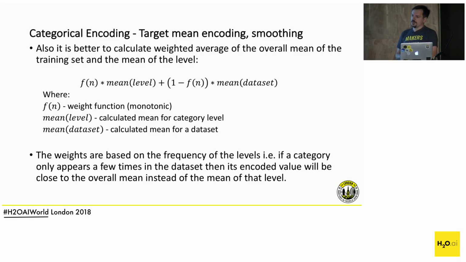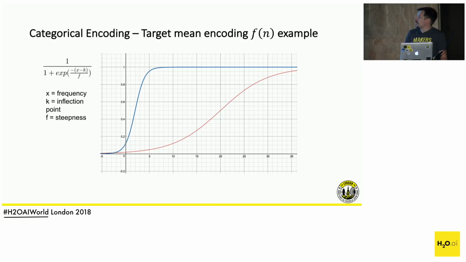Let's say you have a small number of examples for a particular level. You push this calculated mean as close to the data set mean as possible, because it's not reliable. You just use pretty much the same mean as your data set mean. But if you have enough samples, the mean of the level gets the majority of the weight in this summation. For example, a sigmoid-like function can be used to calculate the exact weights for these two values.